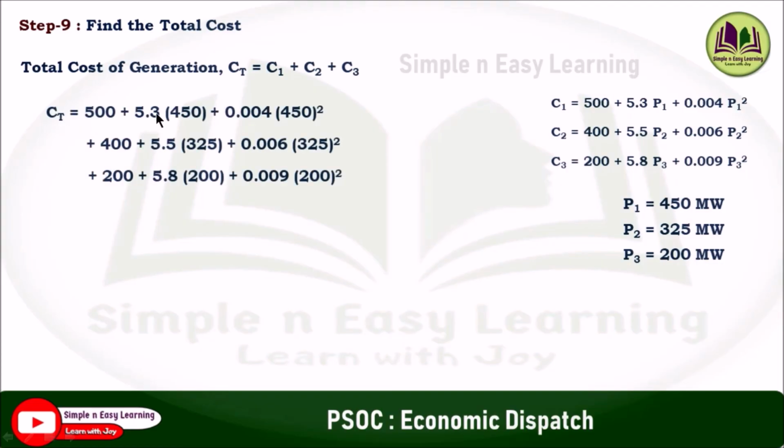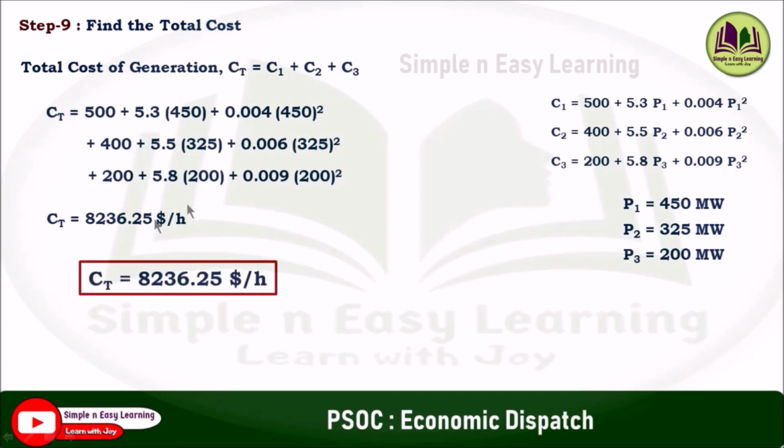So 500 plus 5.3 into P1 450 and 0.004 into P1 450 square. So similarly for P2 and P3, adding all those things, we will be getting the CT as $8236.26 per hour. So the total cost of generation will be $8236.25 per hour. So this is how we need to solve this problem using the gradient method.